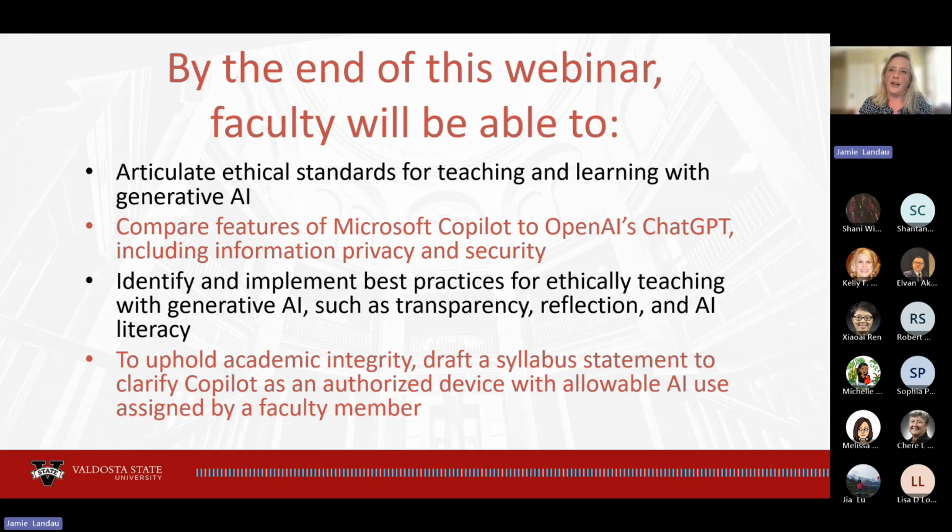So our outcomes for today, we're going to articulate ethical standards for teaching and learning with AI. Even Melissa was like, I hadn't even thought about applying these to AI. Well, that was hopefully something new, right? To think about the environmental impact of AI. We're going to compare features of Microsoft's Copilot generative AI tool to ChatGPT, which is the one that gets the most press. Specifically talk about the privacy and security features.